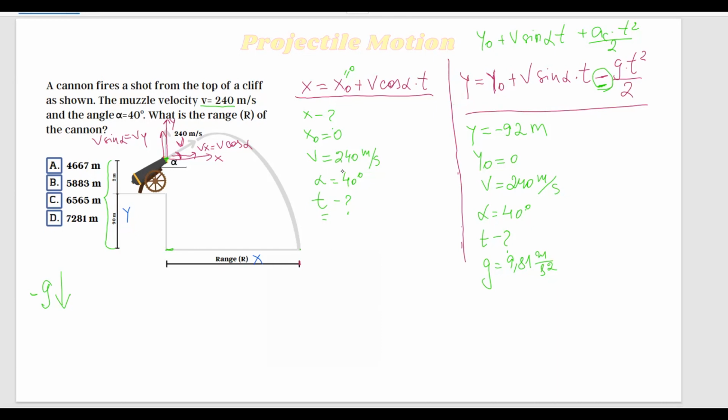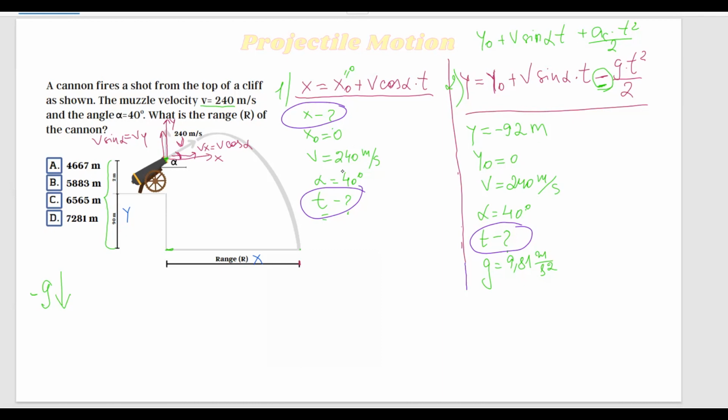So we have two equations, 1 and 2, and we have two unknowns. Let me circle. We have the first unknown and the second, and then t is the same. So we have to calculate x and t. Looking at this y equation, I have one unknown. The only unknown is t. So I'm going to calculate t from the y equation, and then I will substitute it in the x equation and find x, the range. Let's do that.